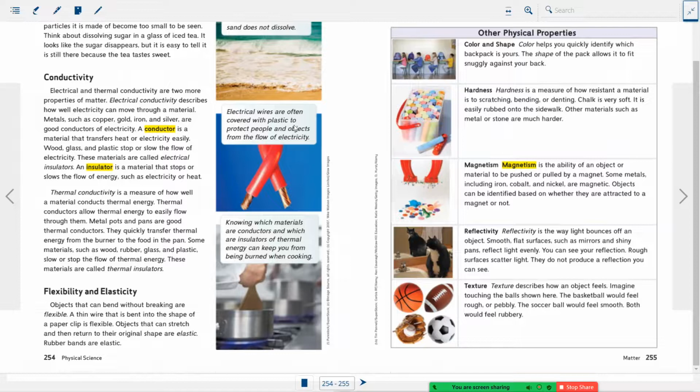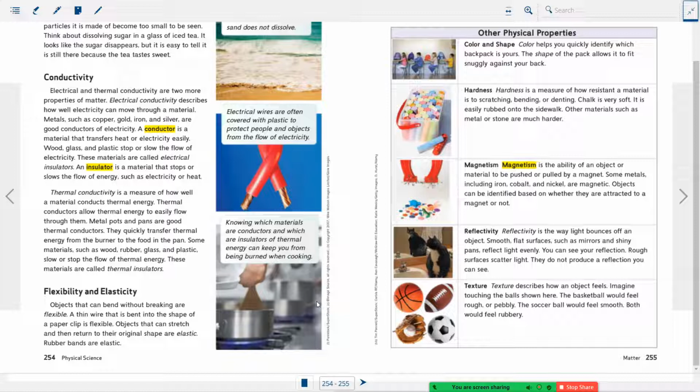Electrical wires are often covered with plastic to protect people and objects from the flow of electricity. Those are the insulator parts, the outside rubbery parts. Knowing which materials are conductors and which are insulators of thermal energy can keep you from being burned when cooking.